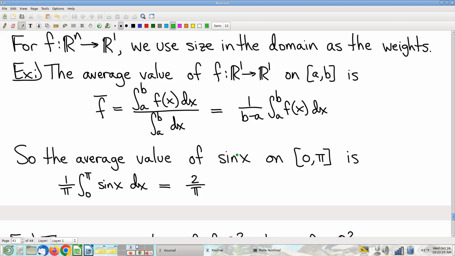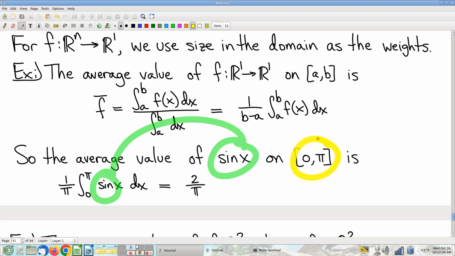Easy example. If you're interested in the values of sine x, you want to find the average value of sine x from 0 to pi. You plug in to the above formula, and the average value of sine x is 2 over pi.